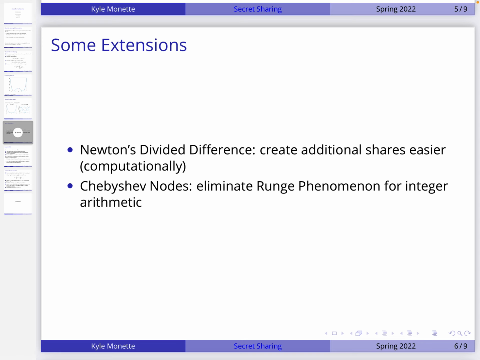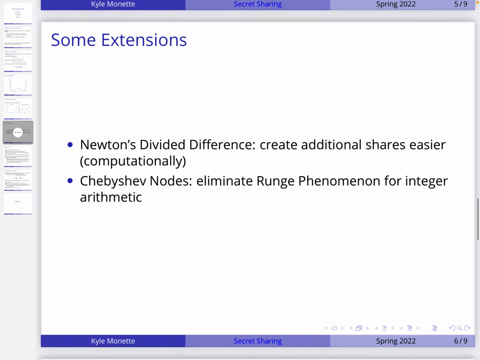I also looked at using Chebyshev nodes. This was more of a slight digression for the report, and I don't believe this would work for the case where a finite field is used, specifically Z_p, because you could have coefficients that are not integers in the field. So I don't suspect this would work.